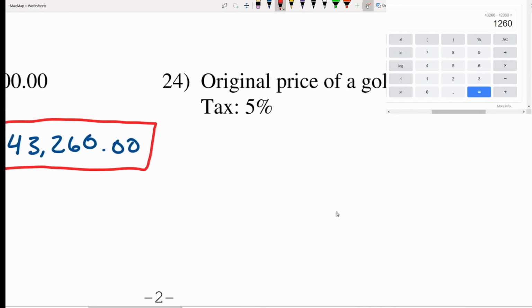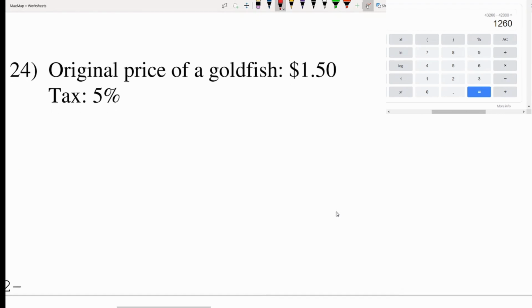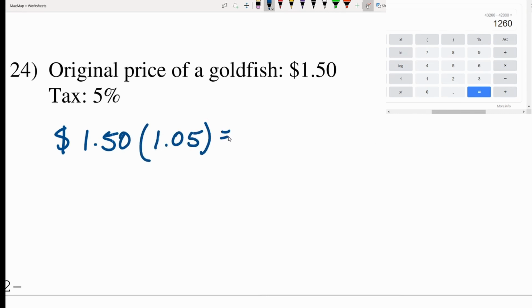So continuing on to our very last problem, we have a goldfish, which is definitely a lot cheaper than that $42,000 SUV. We're going to take that $1.50 and multiply it by 1.05 because of tax. Remember, that's increasing to get to our total price. So I'll have $1.50 multiplied by 1.05, which will be 1.575, which rounds up to $1.58.